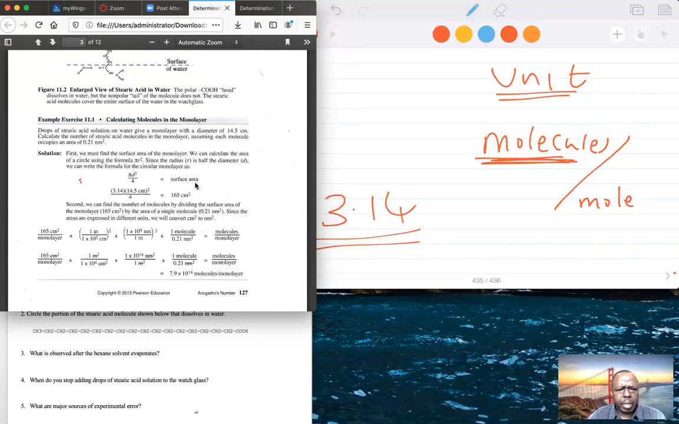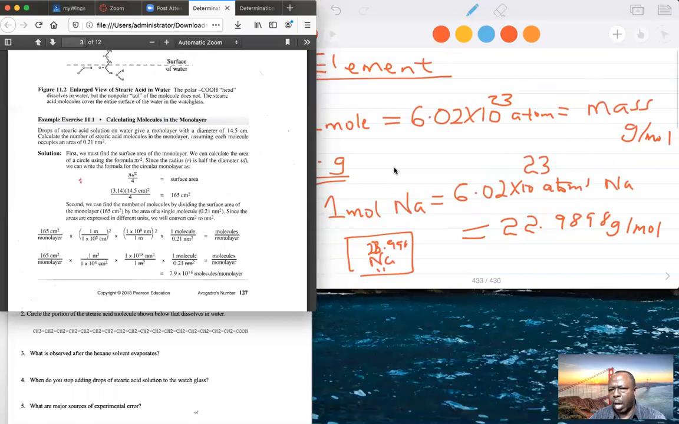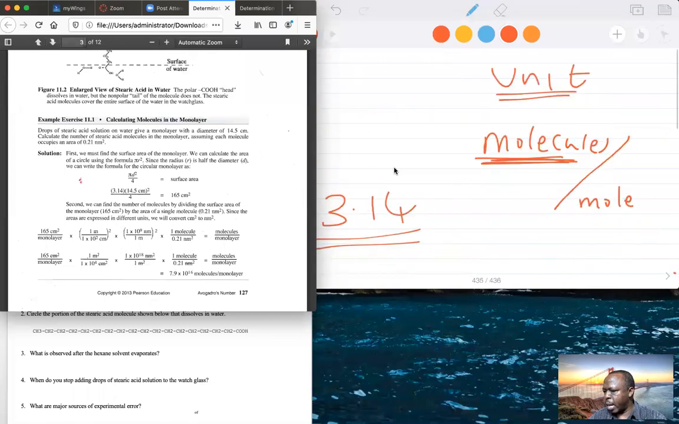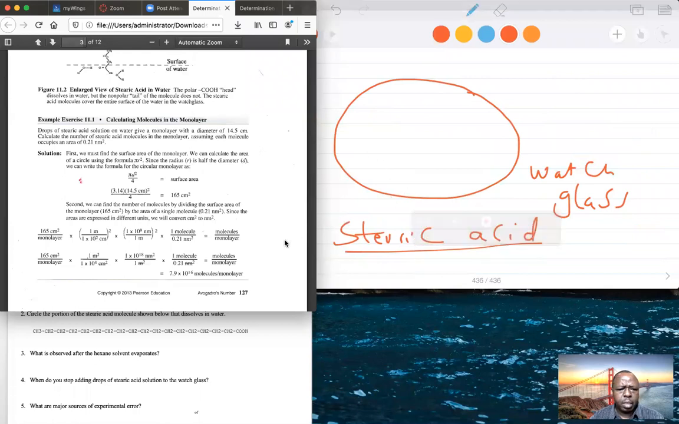Area of the monolayer. If you have your area in centimeters squared, because you're going to use units, you have millimeters and centimeters. You will use centimeters, and area in centimeters squared. Here we want to know how many molecules per monolayer. In other words, how many molecules do we expect to have in a monolayer like this, assuming that we have a monolayer on the surface of a watch glass.